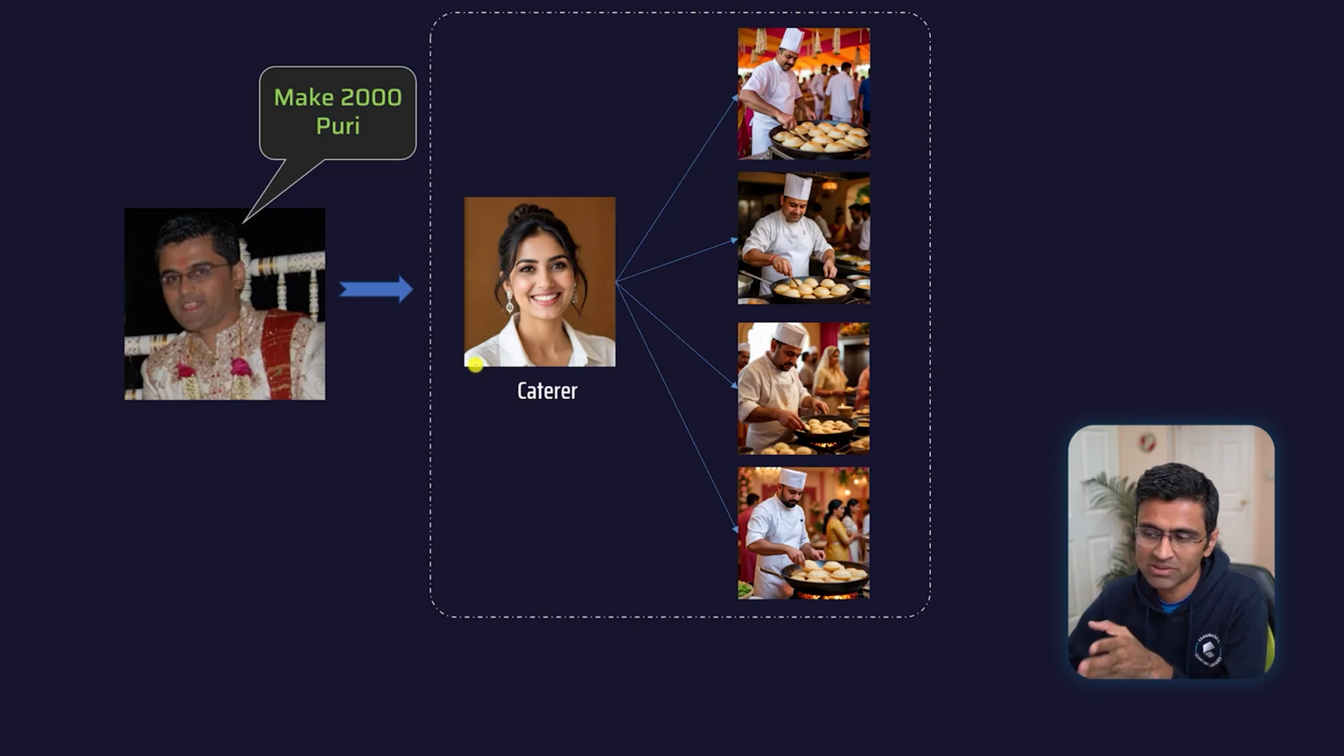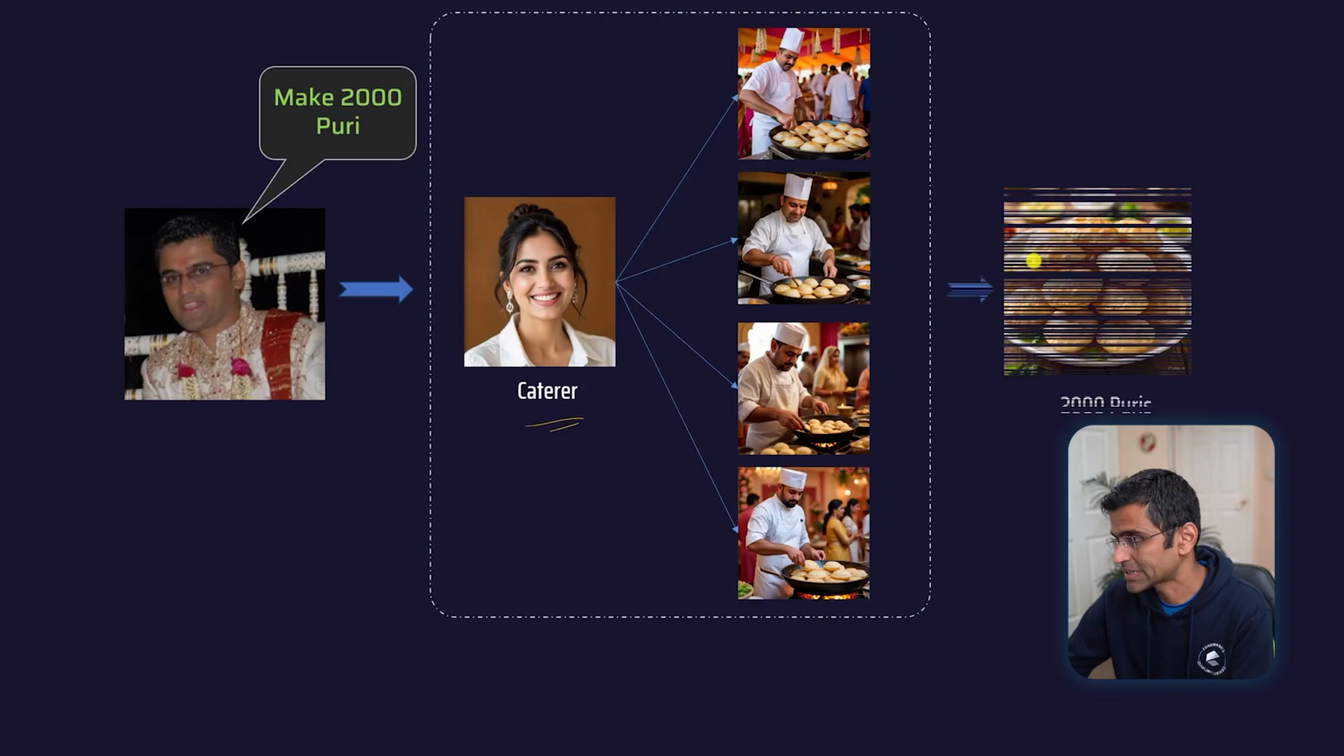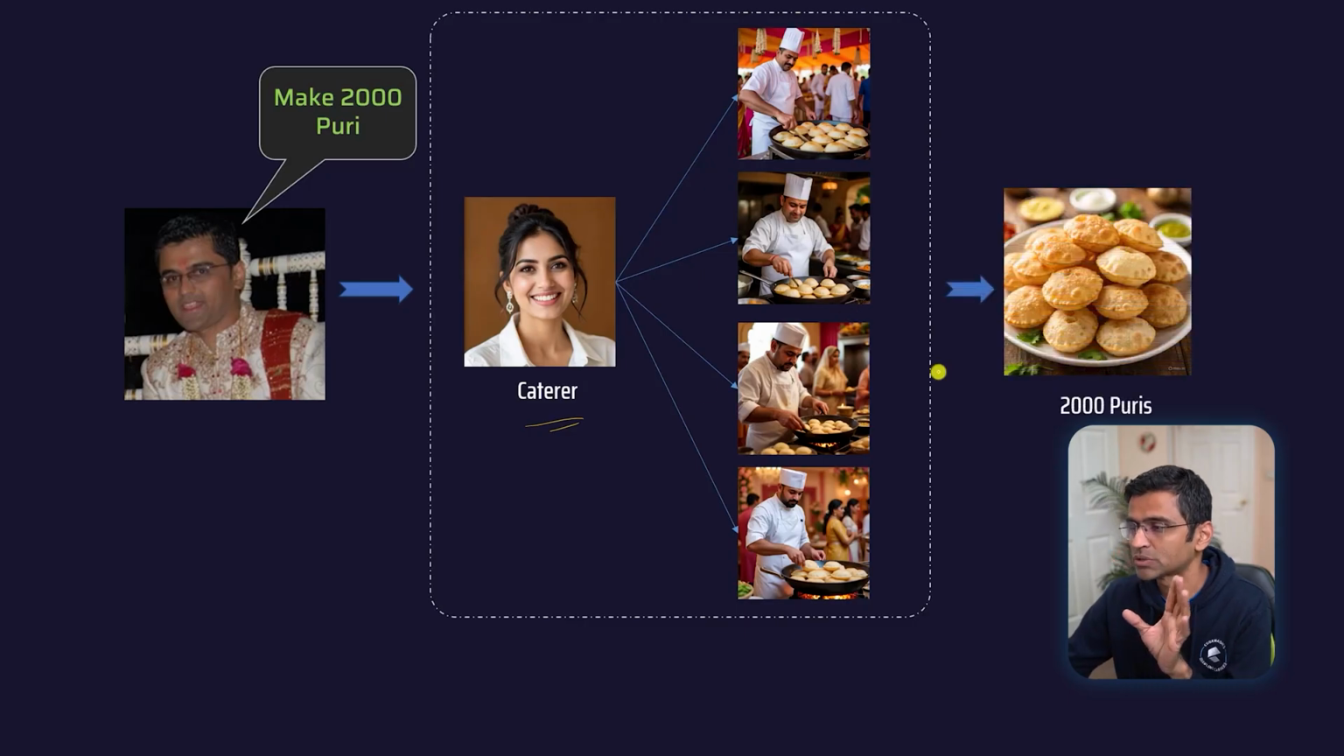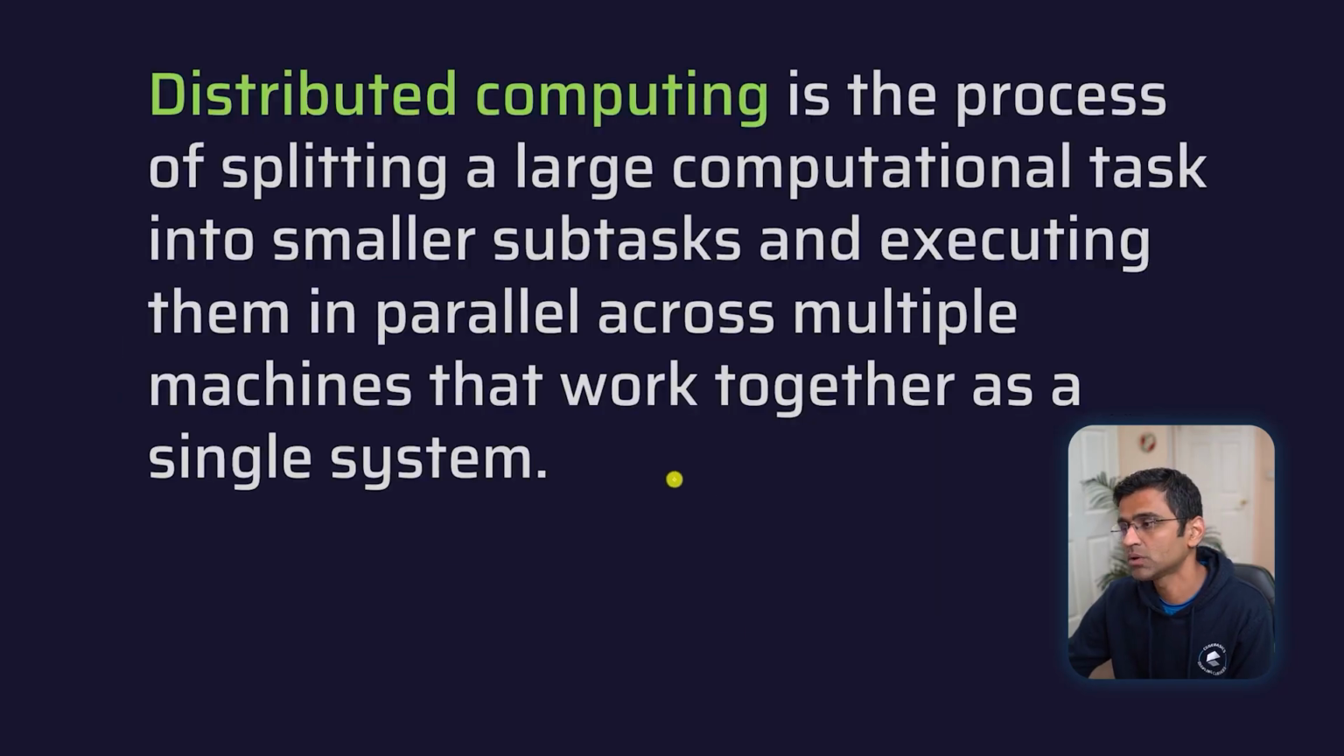I don't care. I just talk to the caterer. This person is a single point of contact for me, and as an output, I get 2000 puris. Now let's say if some chef gets sick or something, the caterer will take care of assigning that work to some other chef. They will get a new chef, etc.